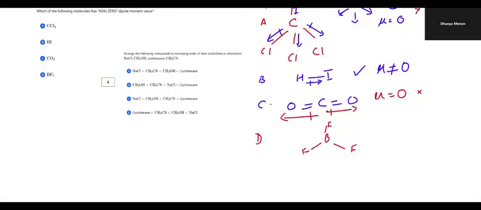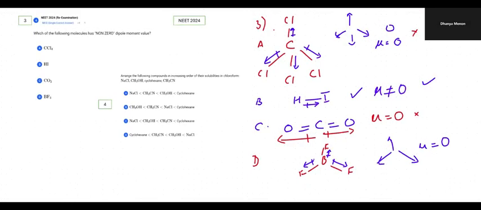So this is the shape. I'll draw the dipoles. This is from less electronegative to more electronegative, less electronegative to more, less electronegative to more. You can see they are in opposite directions, so they cancel each other. So mu is equal to 0. Our only option is B. Our answer is B. So B is our answer for this question.